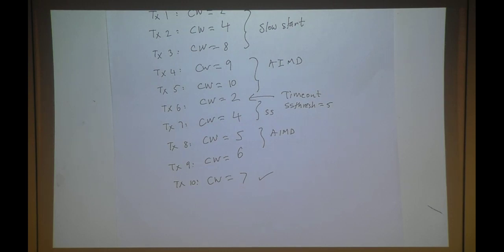You can ask the same question for this. What happens if you get a timeout at congestion window 1? You just stay at 1. Basically you go home, because the network is completely down.